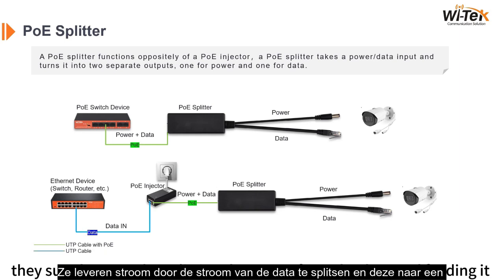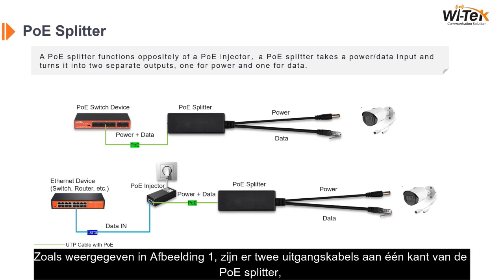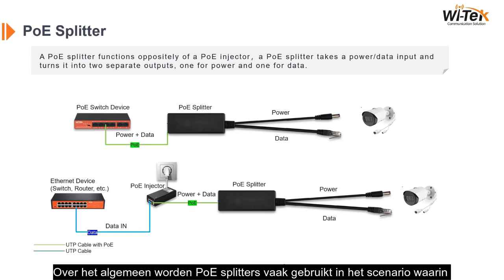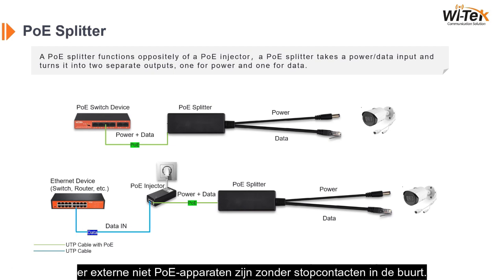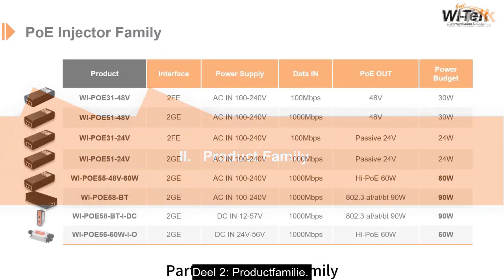They supply power by splitting the power from the data and feeding it to a separate input that a non-PoE compliant device can use. As shown in Figure 1, there are two output cables on one side of the PoE splitter, one supplies data, and the other supplies power. In general, PoE splitters are often used in the scenario when there are remote non-PoE devices with no nearby AC outlets. Part 2. Product family.